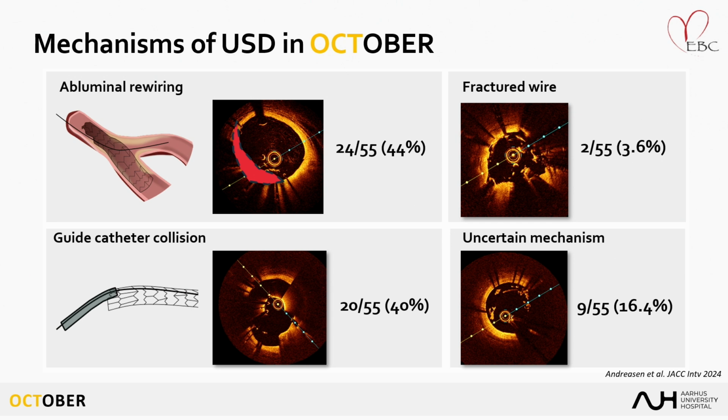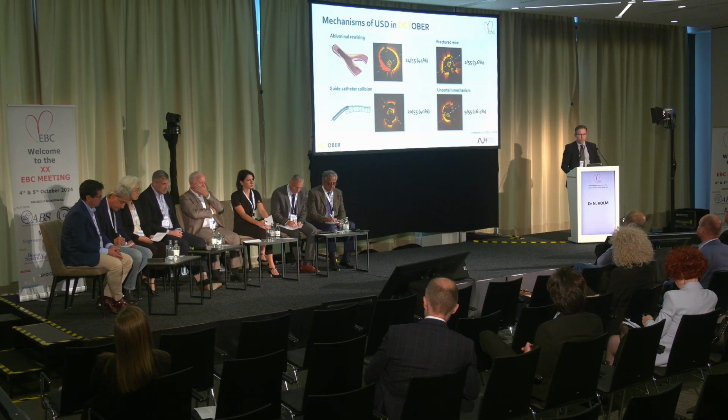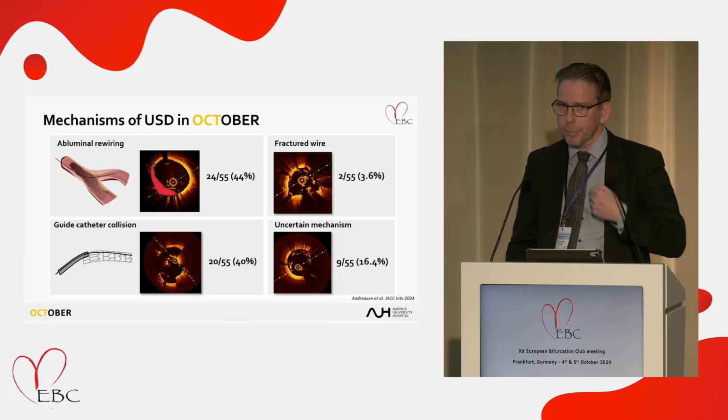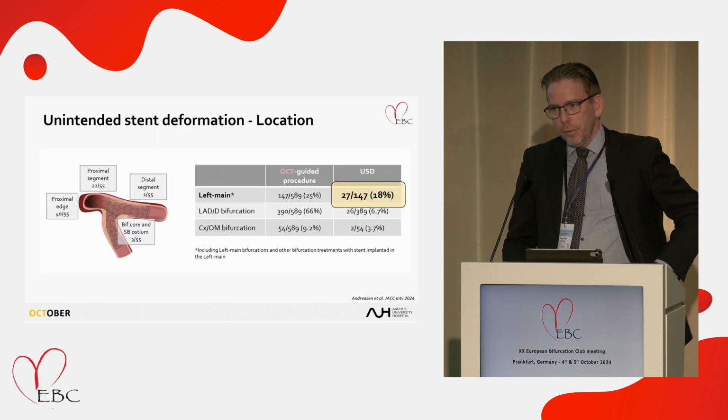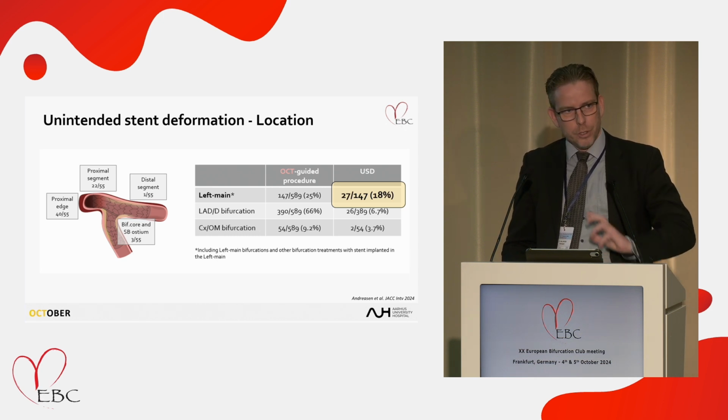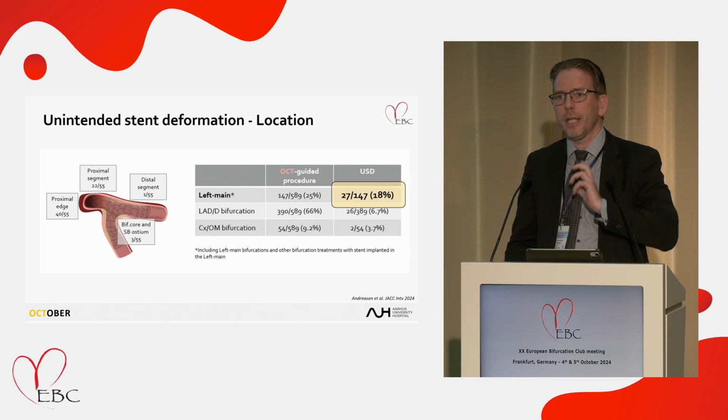So we found that the two main mechanisms, as implied in the beginning, abluminal rewiring and guide catheter collision, were responsible for 44 and 40% of the cases. And we had 2 cases with a fractured wire, where removing that wire caused a substantial distortion of the stent. And then we had some uncertain mechanisms, but most likely they were due to moving balloons and catheters back and forth inside stents. The biggest problem was in the left main setting, where 18% of the cases had unintended stent deformation at some point during the procedure.